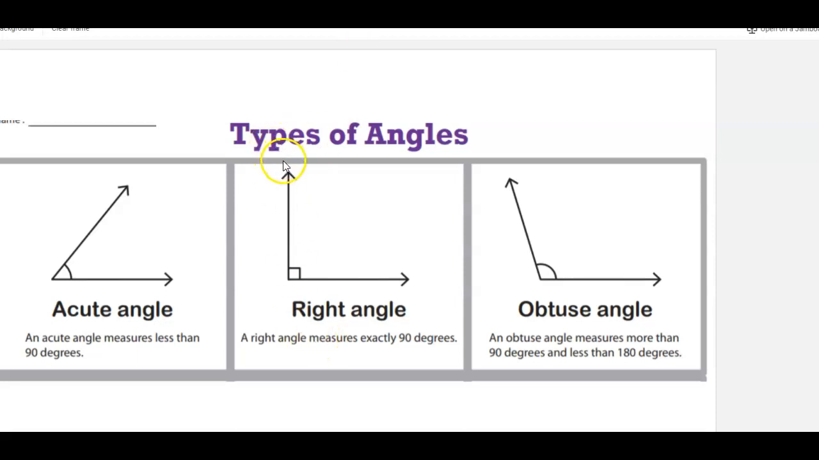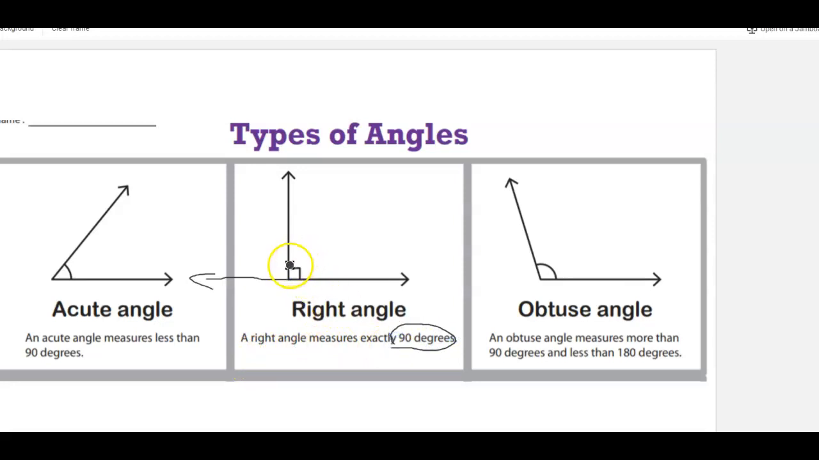Now we'll start with a right angle. A right angle is when we're straight up and down. This is half of a 180-degree angle, right? If we had a 180-degree angle, it would look like this, right? A straight line. And a right angle is half of that. So straight up and down, half of 180 is 90. So a right angle is an angle that measures exactly 90 degrees.